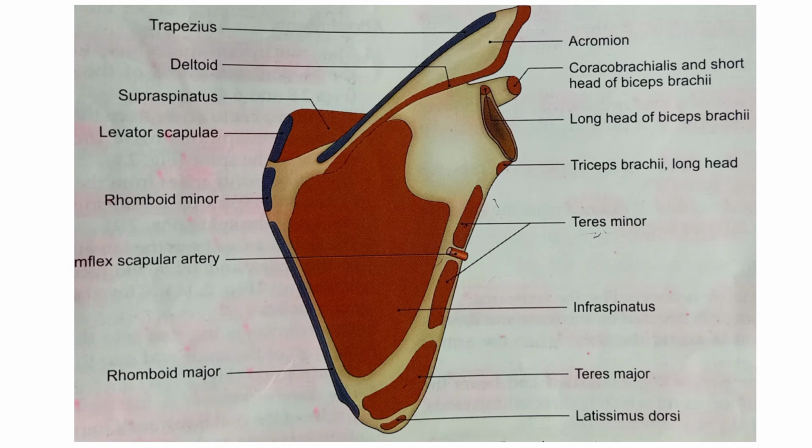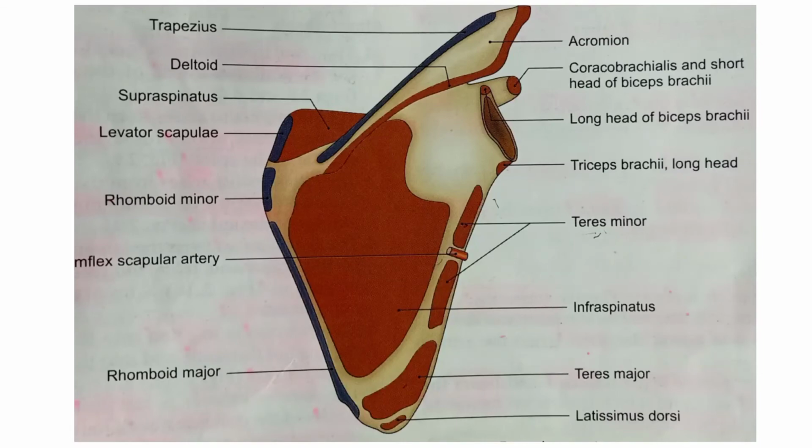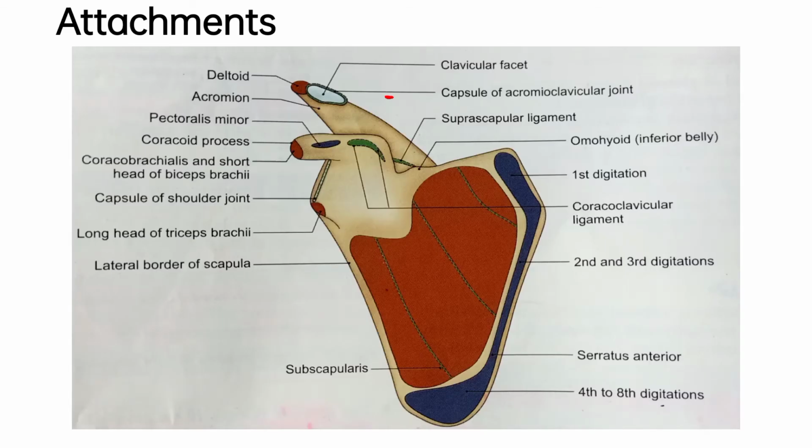Moving further, the inferior belly of the omohyoid arises. Omohyoid. Here, omohyoid. So the inferior belly of the omohyoid arises from the upper border near the suprascapular notch. Alright. Then the margin of the glenoid cavity gives attachment to the capsule of the shoulder joint and to the glenoid labrum. Capsule of the shoulder joint here.